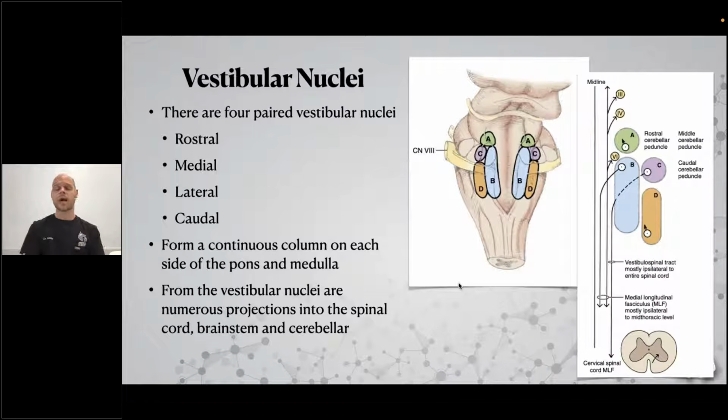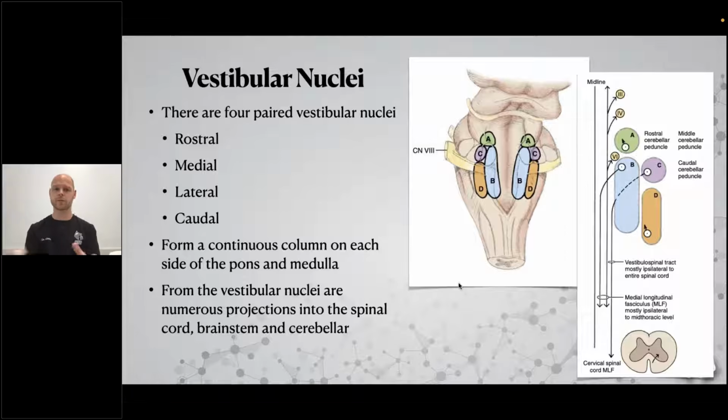The vestibular nuclei. There are 4 paired vestibular nuclei, so 8 total. In their pairs, they run along the medulla and the pons, and they are so helpfully named rostral, medial, lateral, and caudal, as you can see in the diagram on the right. They form a continuous column on each side of the pons and the medulla, right at the base of the cerebellum within the brainstem.